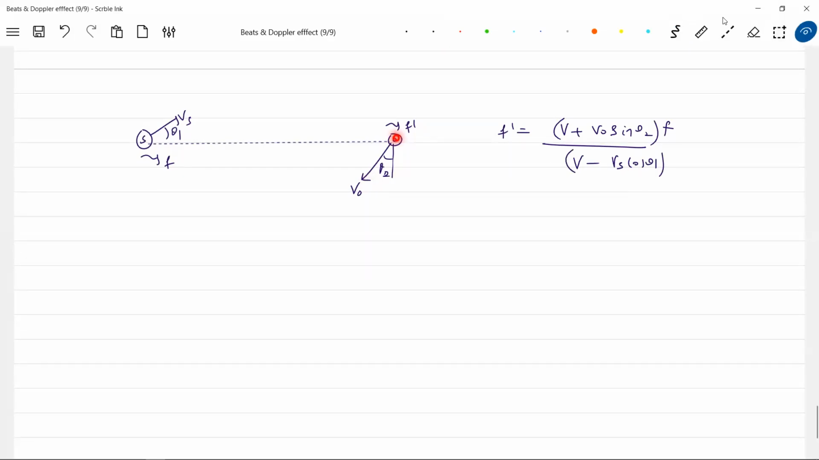What is the velocity of observer? V naught. Then resolve this velocity: the component of velocity of the observer along the line joining the source and detector should be substituted here. V naught sine theta 2 will come here. And Vs is the velocity of source, making angle theta 1 with the line joining the source and detector. Then the component of velocity of the source along that line should be substituted here. So strictly, Vs and Vo are the velocities of source and observer along the line joining the source and detector. If they are not along that line, you should take their components along it.